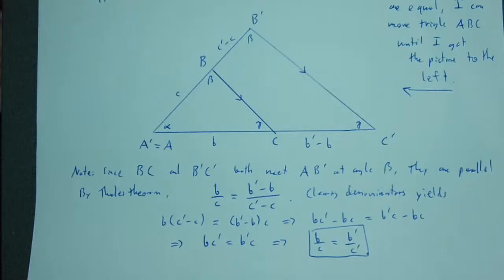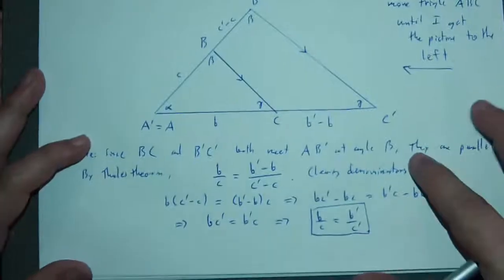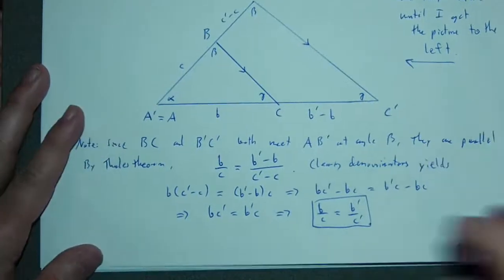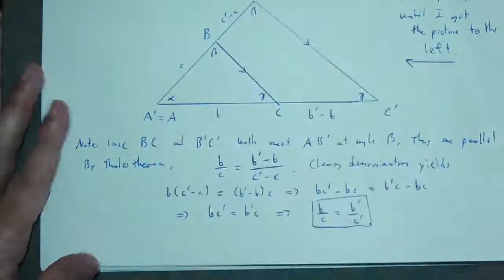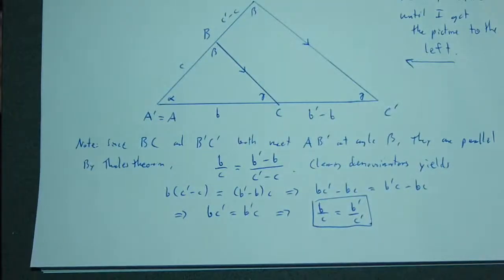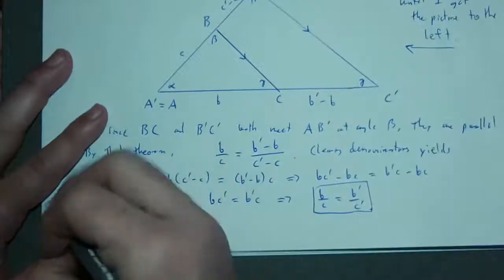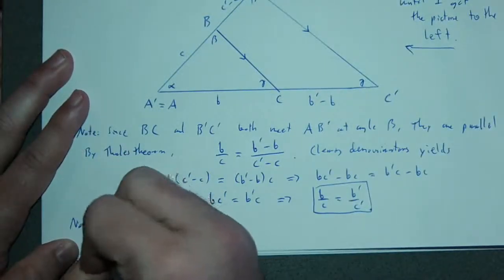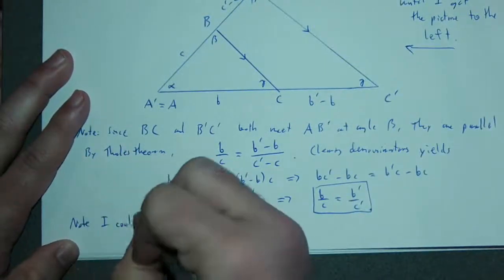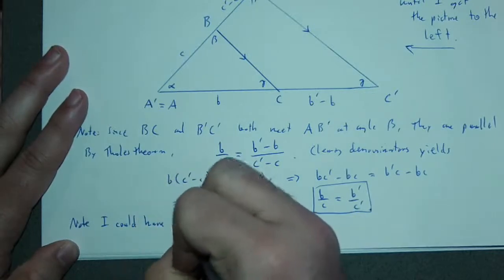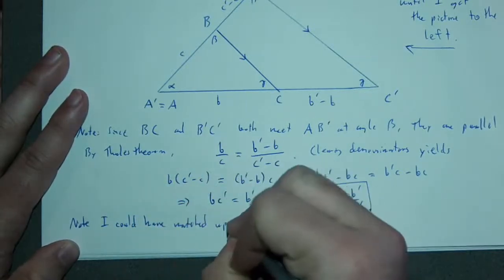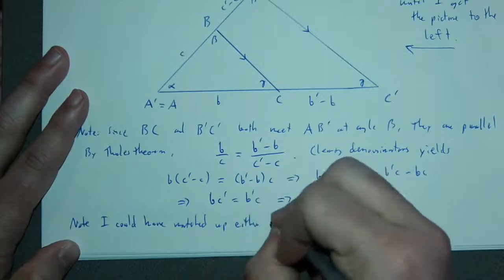Okay. So the corresponding sides opposite to angles beta and gamma are proportional. All right. So I only showed this for two sides, but I could have actually done this in any pair, right? I could have matched up any other angle here. Note, I could have matched up either of the other two angles.